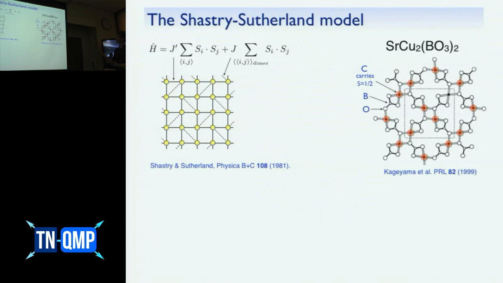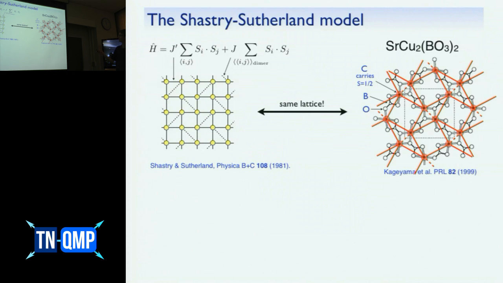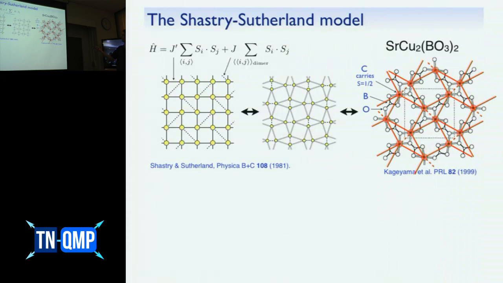Where you have these copper sites here where the spin 1/2 sit on. So in the end, what you have here is the same lattice as shown on the left side. Or here would be another way how to draw the lattice. And then you see it's actually made of coupled orthogonal dimers. So you have these dimers here which are coupled nearest neighbors.